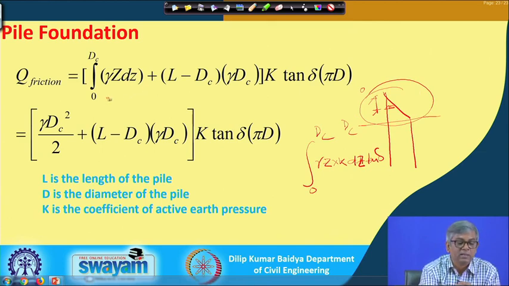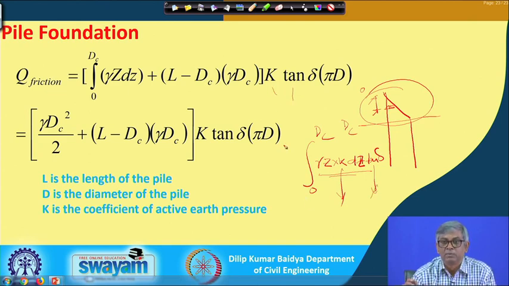You can see the first integral from 0 to D_c. Out of these many variables, k is constant and tan delta is also constant, so I have taken k and tan delta out. After getting the unit skin friction, you have to multiply it by the perimeter, because the length is already variable and comes from the integration. If this is the pile and I am considering one point, then around the pile there will be n number of points.